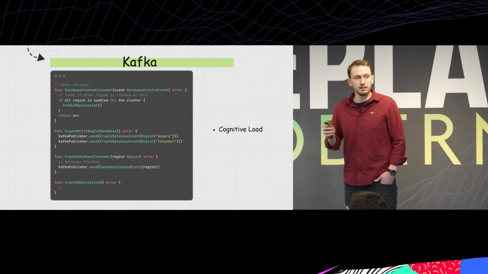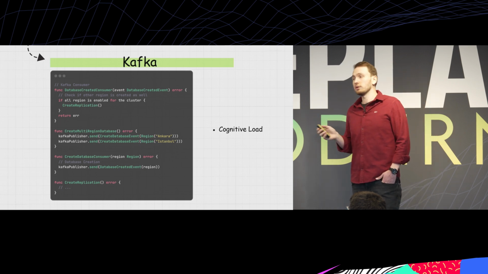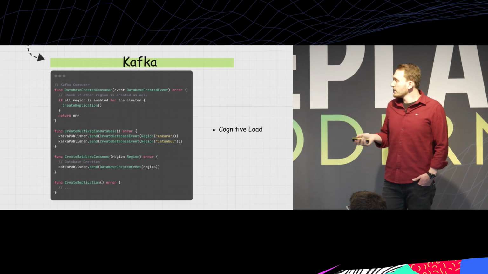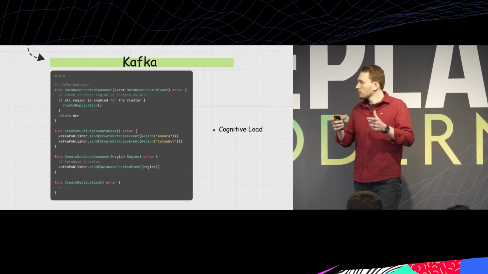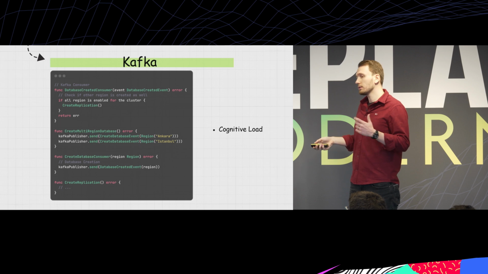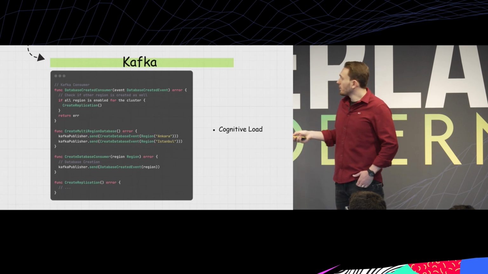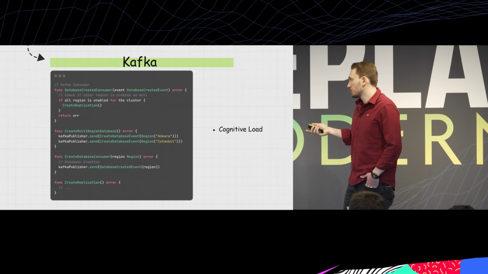And the last problem, I think this is the most important problem in this system, is cognitive load. Cognitive load, I think, is very important. Basically, cognitive load means how much a developer needs to think to understand my use case. And as you can see, this code is a little bit complex. Understanding the business by just following the code is almost impossible.